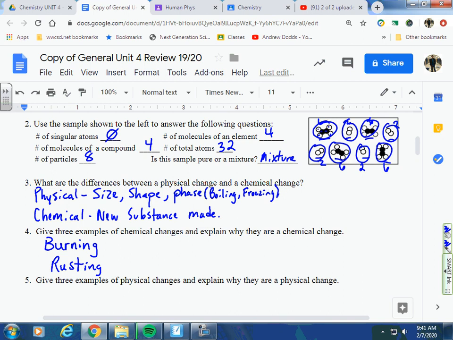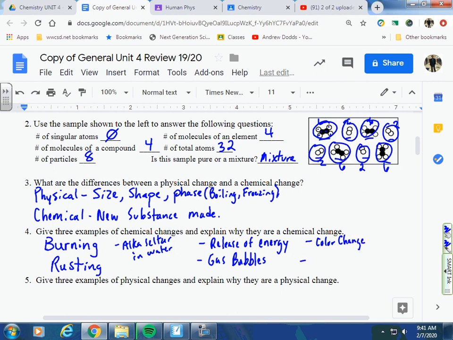some of the pieces of evidence for chemical change would be a release of energy, gas bubbles produced. I don't know how many people did this, I think everybody saw this last semester, like Alka-Seltzer in water. Okay. A color change, and I don't just mean painting something. That's not a chemical change.